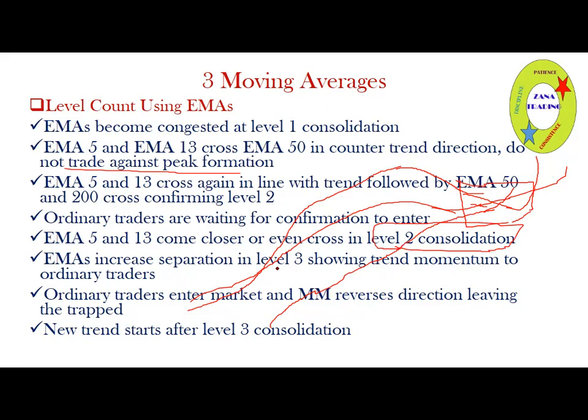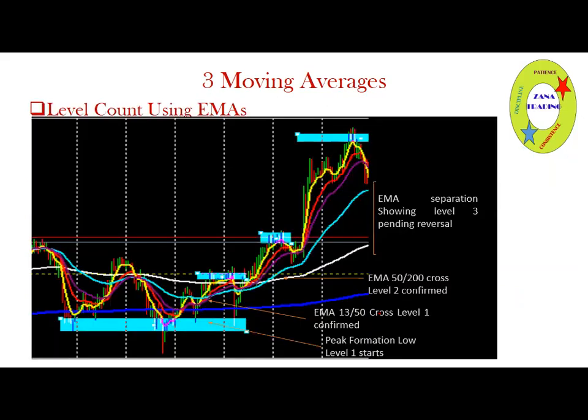Then the MA separation at level 3 shows trend momentum to ordinary traders. They enter the market and the market maker reverses direction, leaving them trapped. The new trend starts after level 3 consolidation. So this is what I'm trying to show you, right?